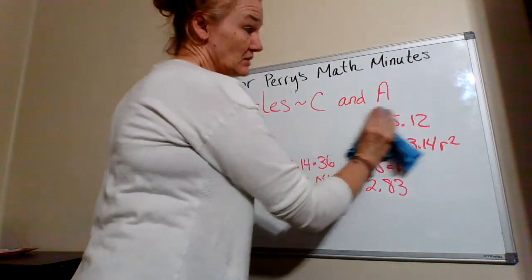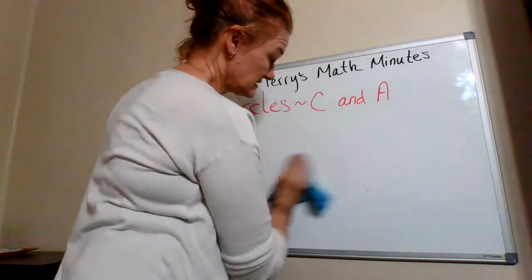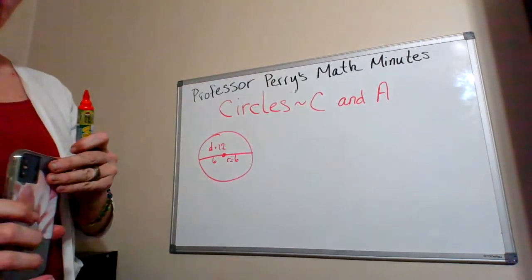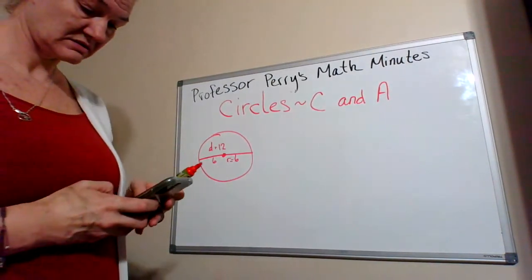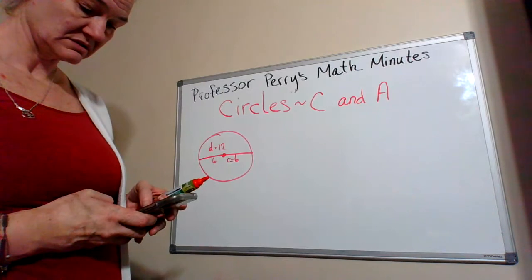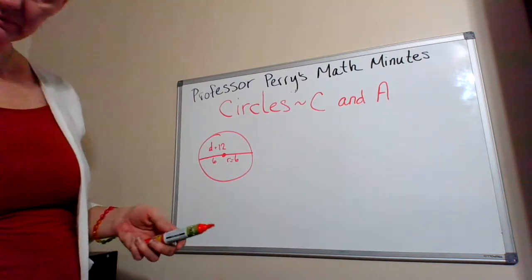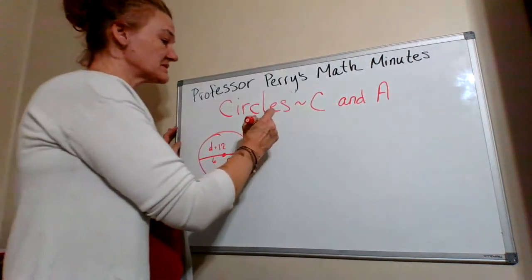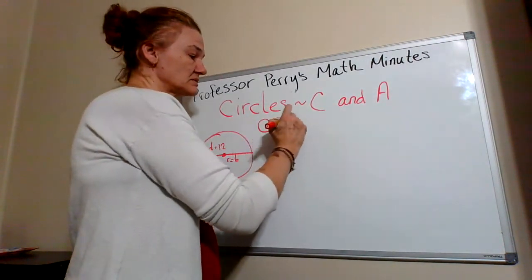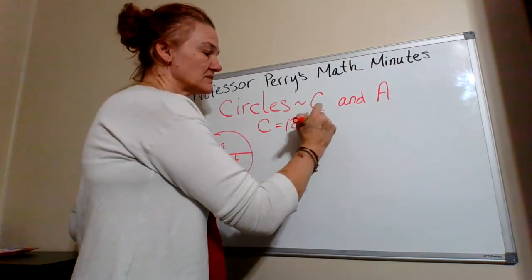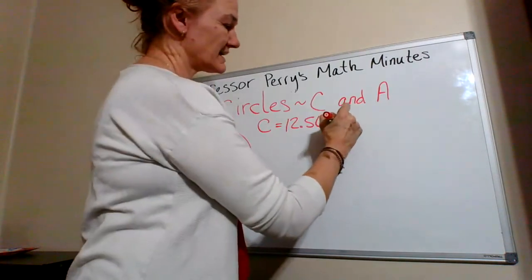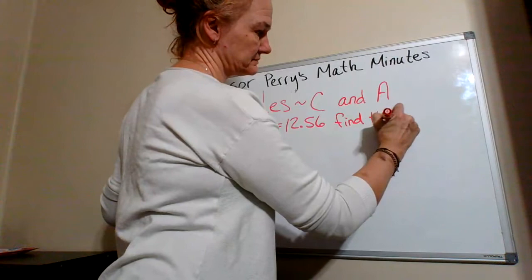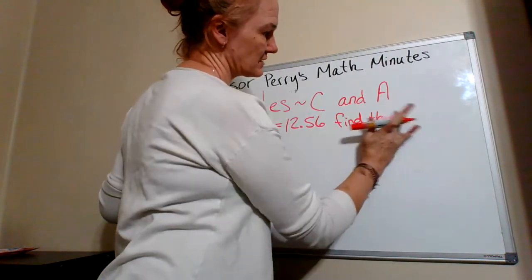Now, I happen to know that the lesson gives you this. Okay, we'll use 12.56. If it says the circumference equals 12.56, find the area.